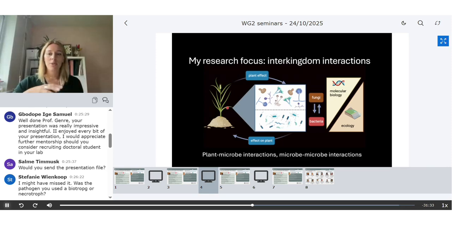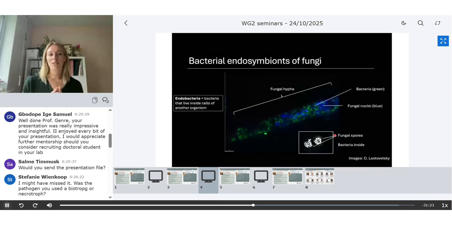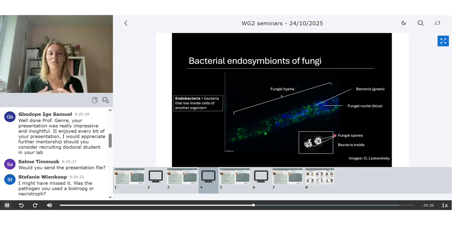My research attempts to understand these interactions at different scales. I'm interested in studying them at the scale of molecular biology, but also at the scale of ecology. Whereas I'm interested in all types of bacterial-fungal interactions, my main research focus is on bacterial endosymbionts of fungi, also known as endobacteria. The term endobacteria really refers to any bacteria that lives inside the cells of another organism, in this case, a fungus.